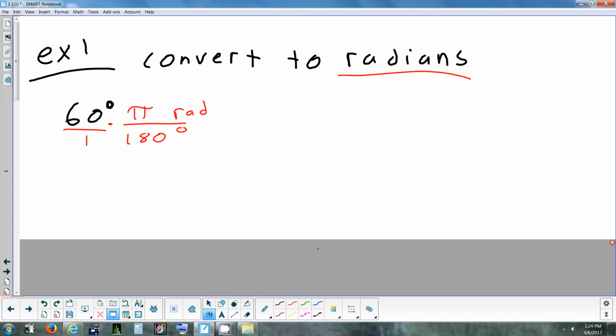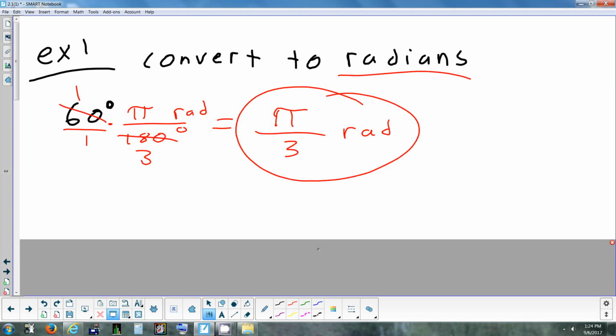If you want to reduce first, you can. 60 goes into itself once. How many times does 60 go into 180? 3. And now multiply. 1 times pi. You can put 1 pi or just pi. And then 1 times 3. And that's the answer, and that's how you leave it. Pi over 3 radians. Okay, any questions on that?